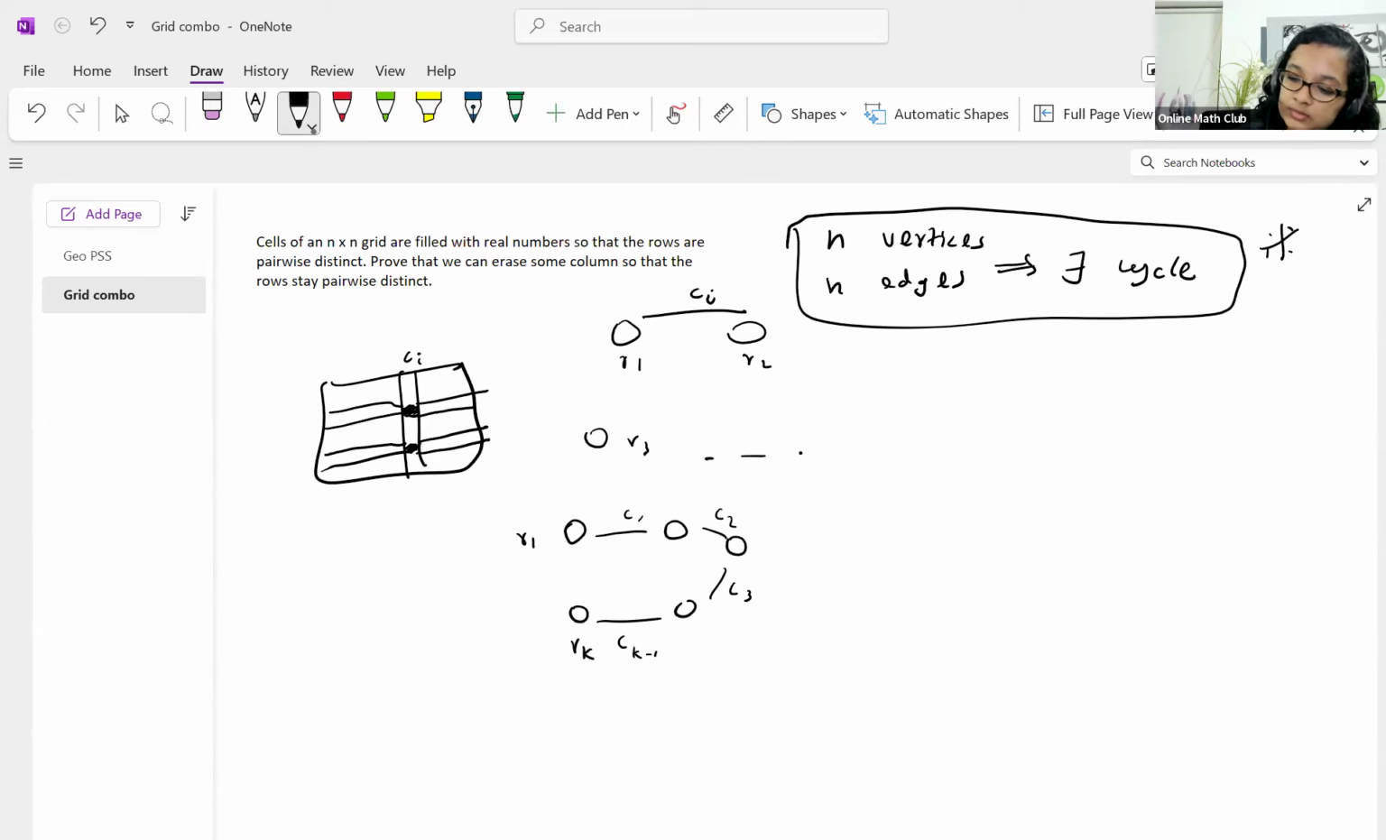So you know that if two vertices are connected by an edge corresponding to a column, they are the same in all the cells except for that column. So what kind of information does this sort of cycle give you? You can try to think about that.